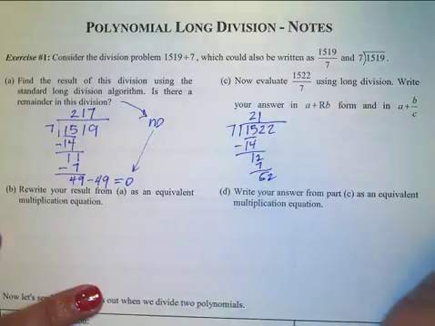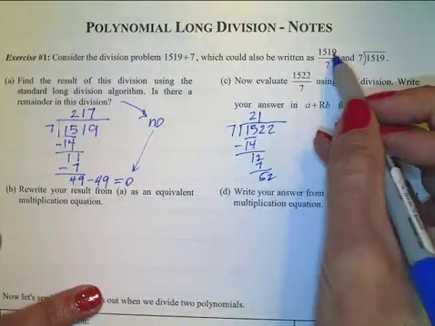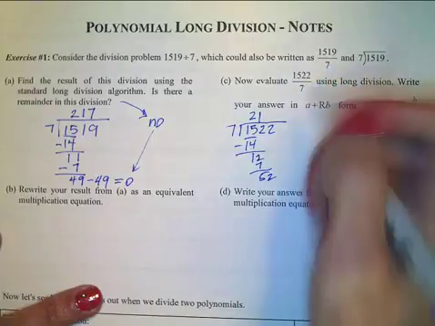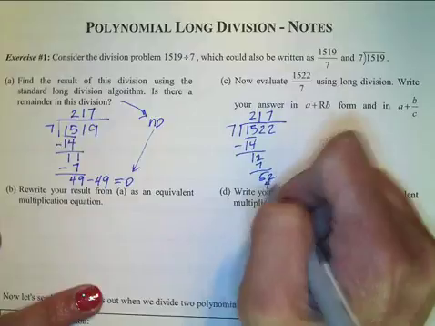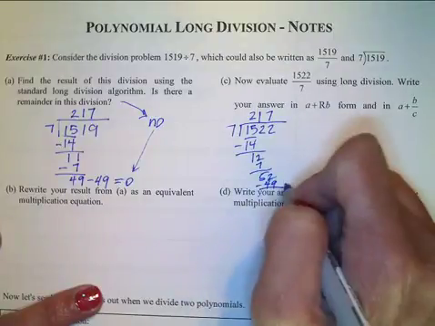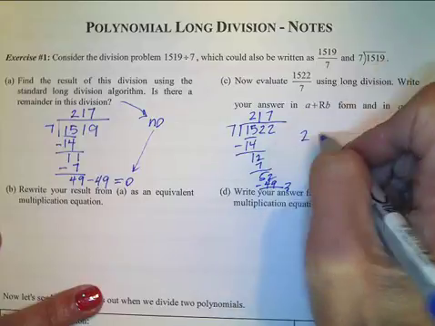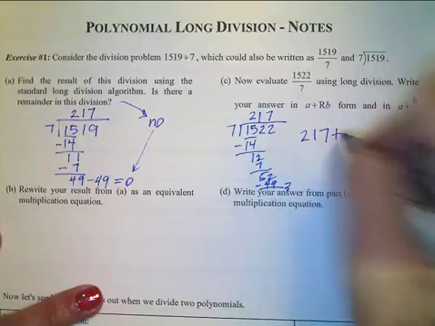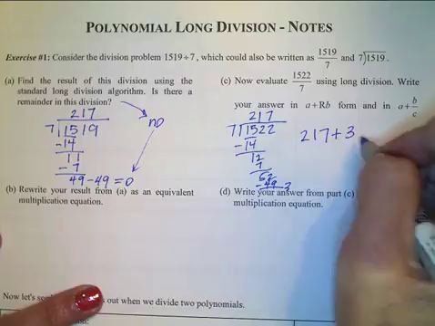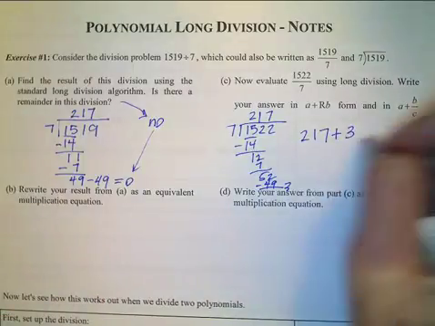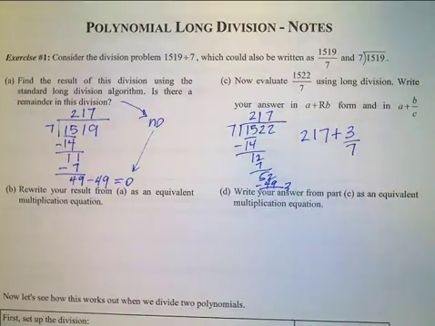And we should also know that since it's 3 more than this, and 3 isn't divisible by 7, that is our remainder. So we have 7 here, 49, draw your line, switch your signs. So we have 3. So our answer, our A, is 217 plus 3 over 7. Okay? All right.